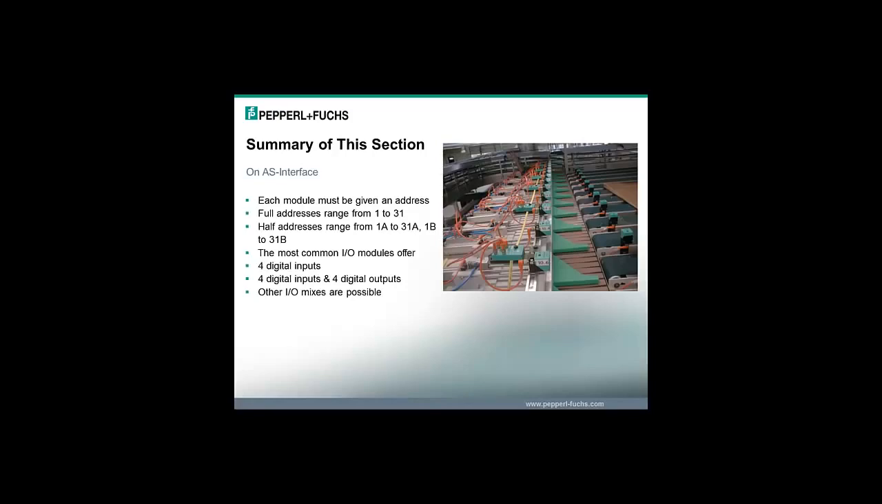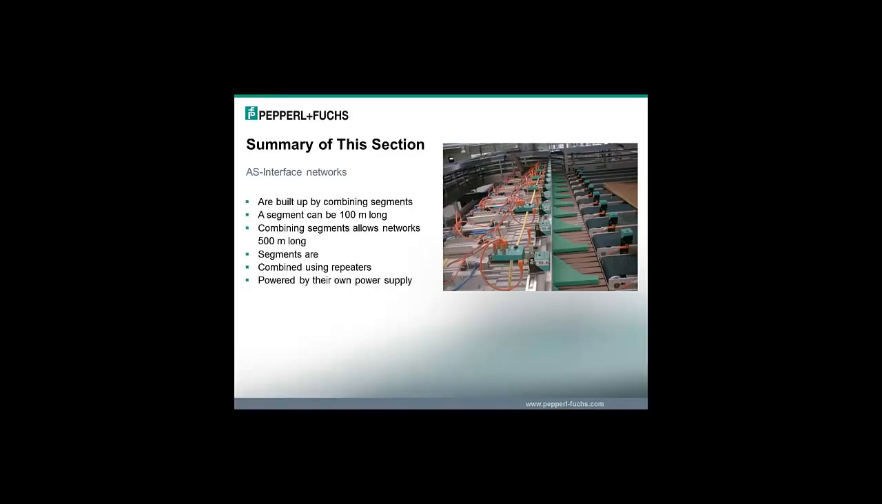Each module must be given a full or half address, ranging from 1 to 31. Most I/O modules offer 4 digital inputs and outputs. However, other I/O mixes are available. With AS interface, very large networks are possible by combining multiple 100-meter segments. Combining segments allows for networks with 500 meters or more total network cable. Segments are combined using repeaters. Since repeaters electrically isolate joint segments, each must be powered by its own AS interface power supply.